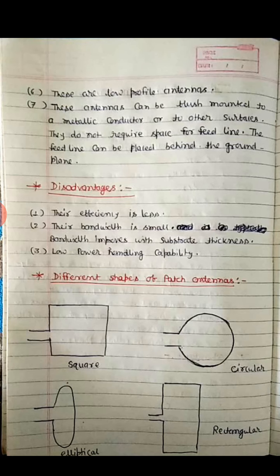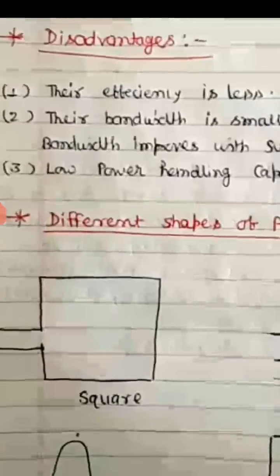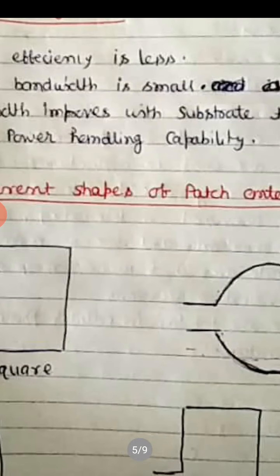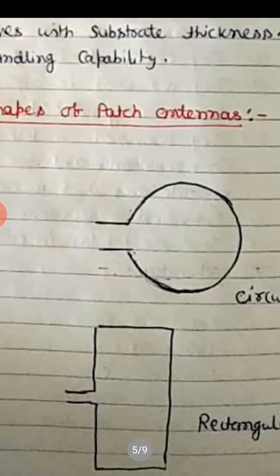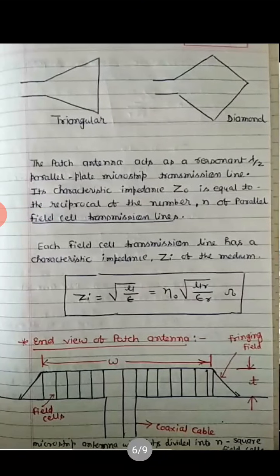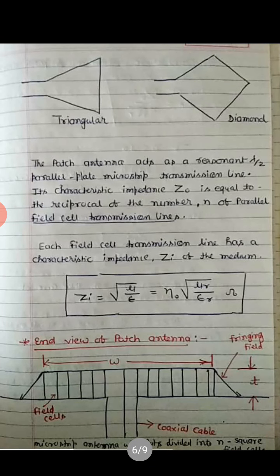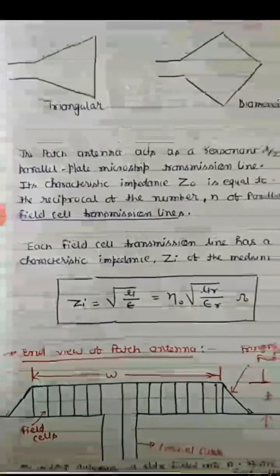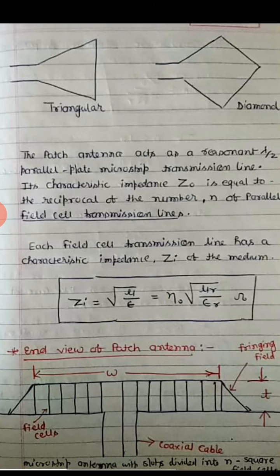Now these are some shapes of patches. This is the square shape, then circular shape, rectangular shape, elliptical shape, triangle shape, diamond shape, hexagonal. There may be any type of shape for the patches.